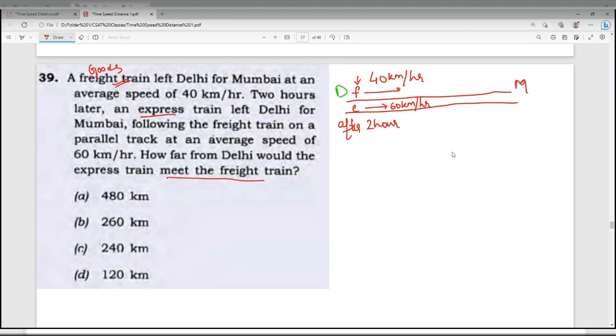So we can set up the chart here. We have speed, time, and distance.